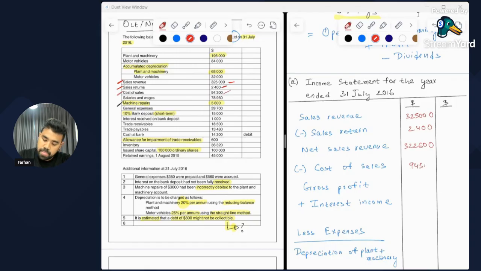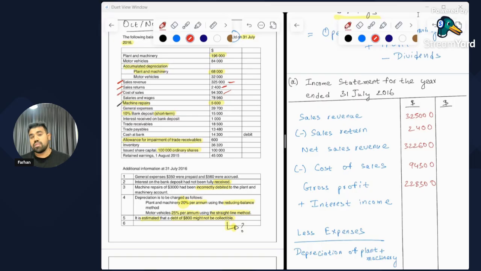Okay. All right, so we have already selected that. Once you subtract the cost of sales from the net sales revenue, we get gross profit. And the gross profit that we get is 228,300. Okay? All right. Then we add any other income.